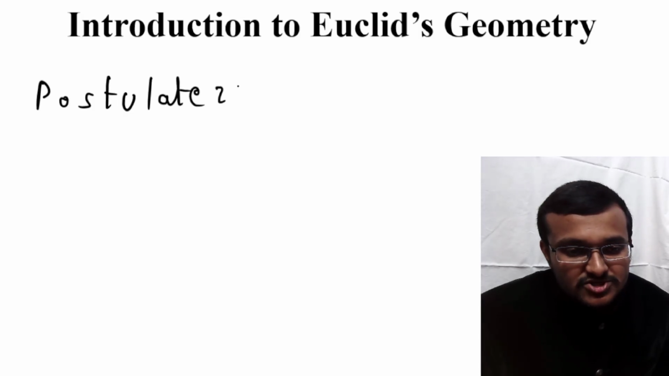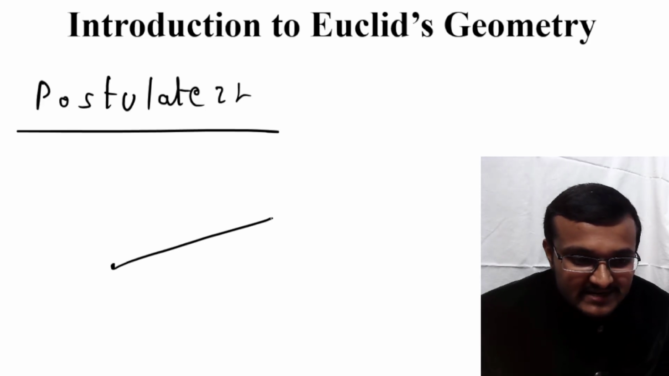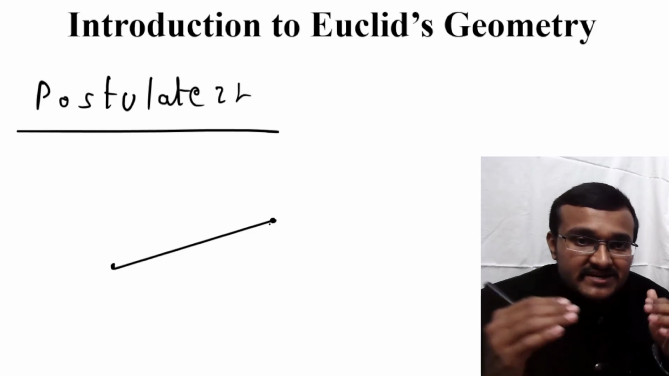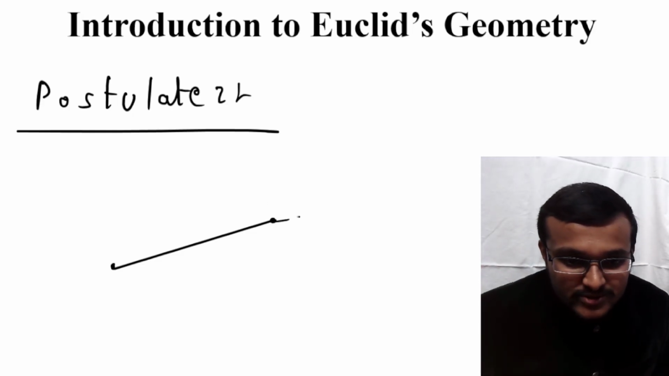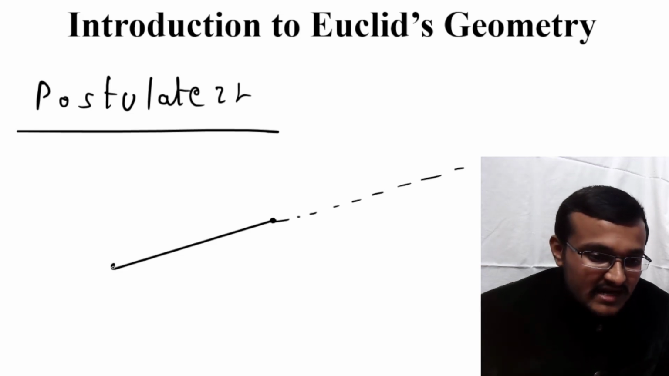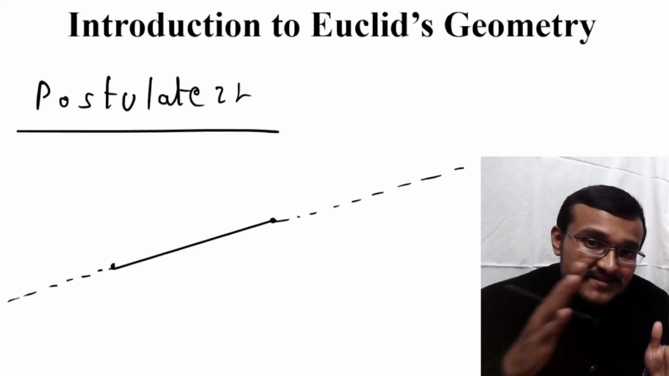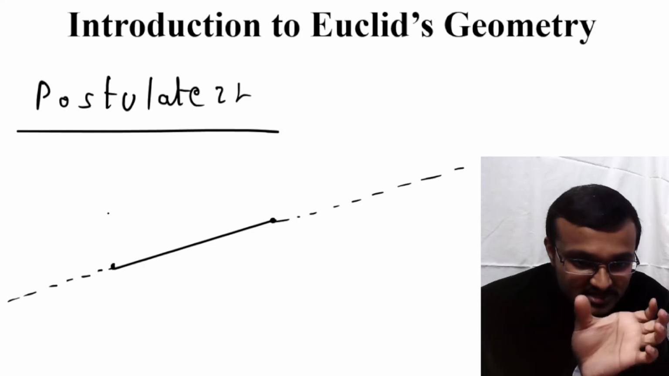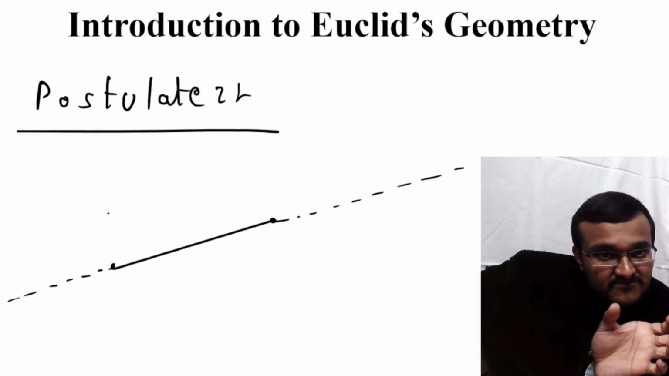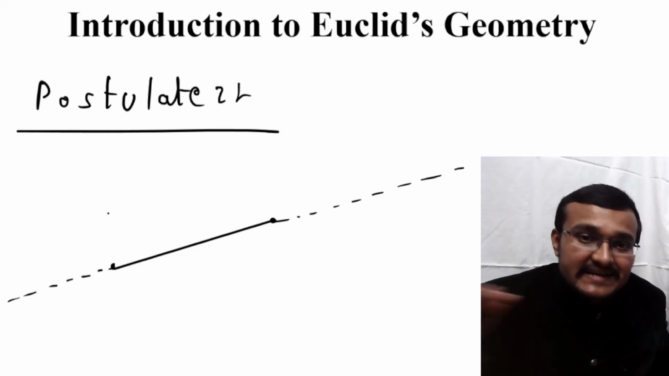In postulate 2, if you already have a particular straight line, then this line can be extended indefinitely on both ends. From this end you can extend this line indefinitely, and from this end also you can extend this line indefinitely. There is no restriction that the line should stop at that particular point itself. It can extend further on both ends indefinitely.